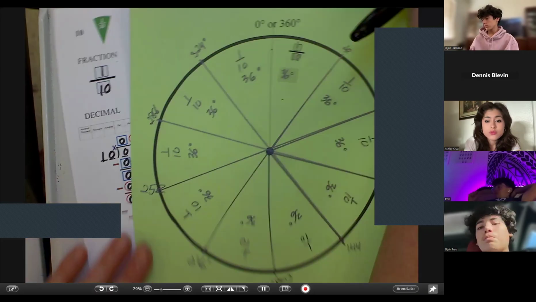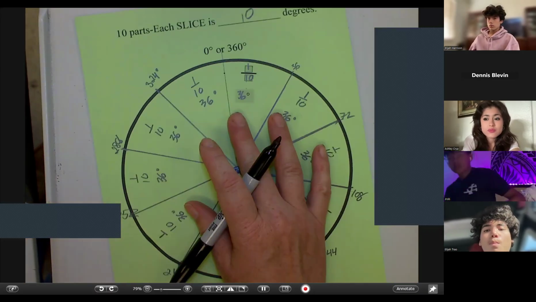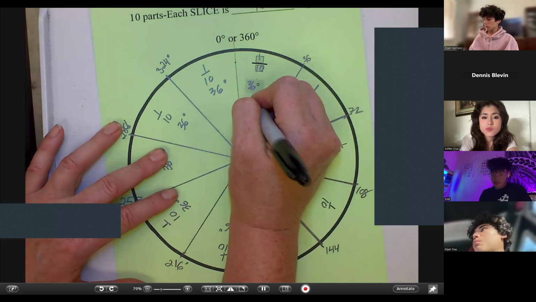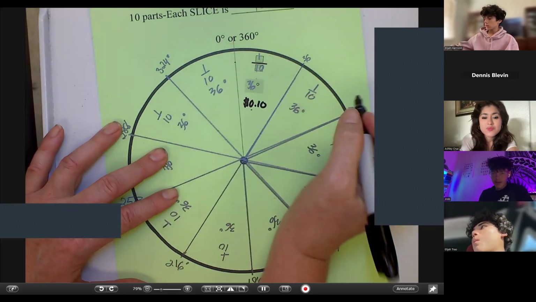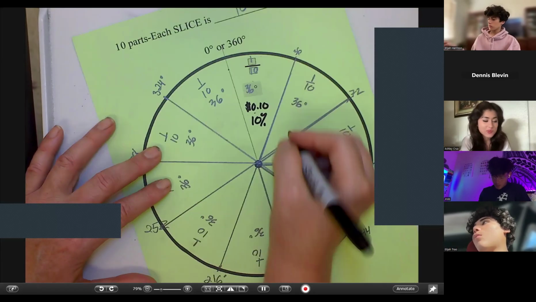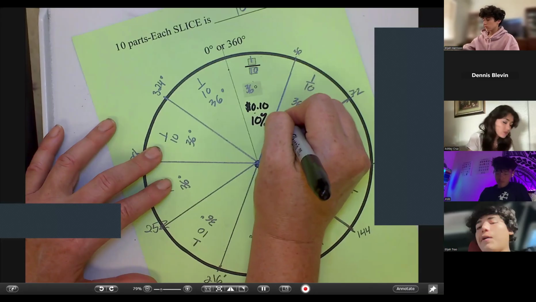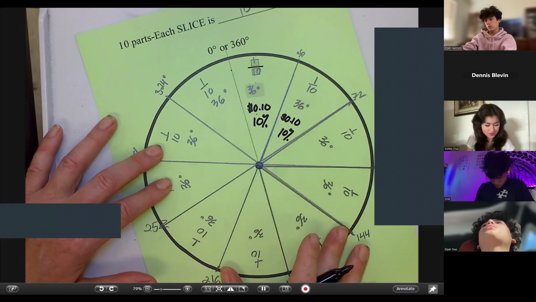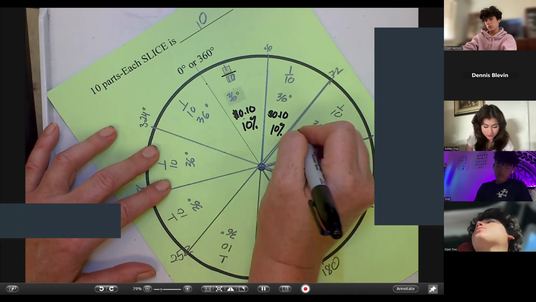So right here on your fraction circle, you're going to add the decimal version, like money, 10 cents, and 10% to every single one of these, all the way around.